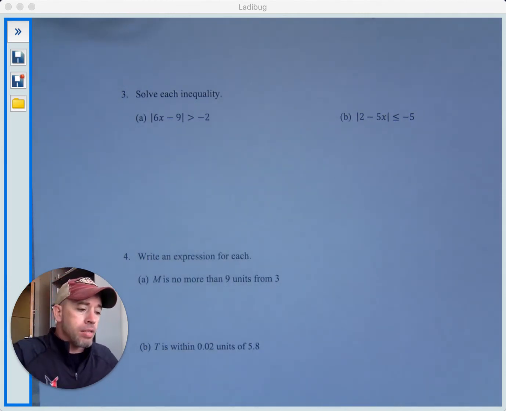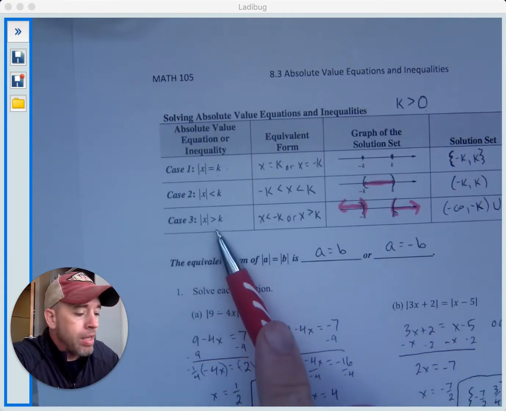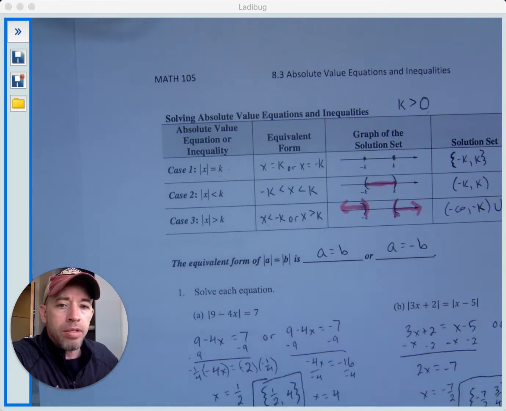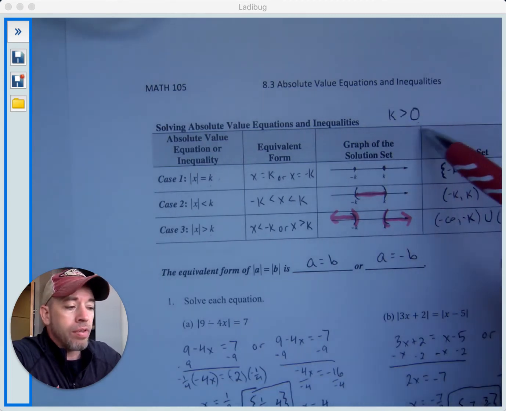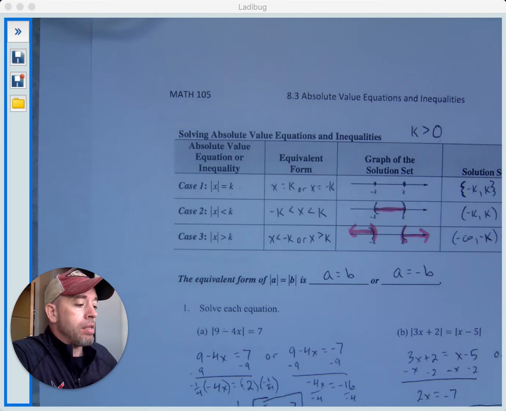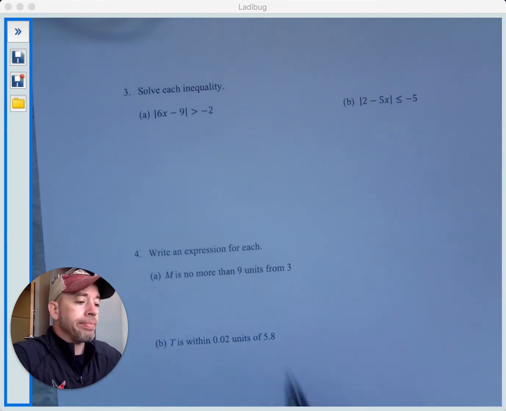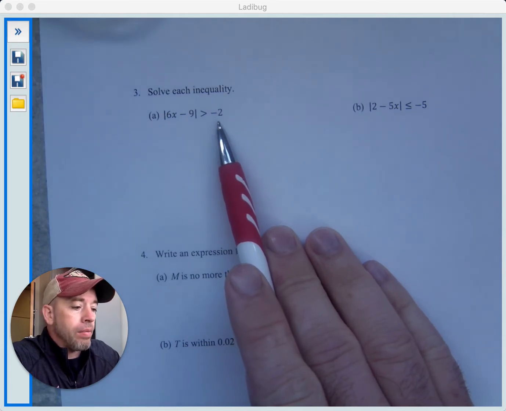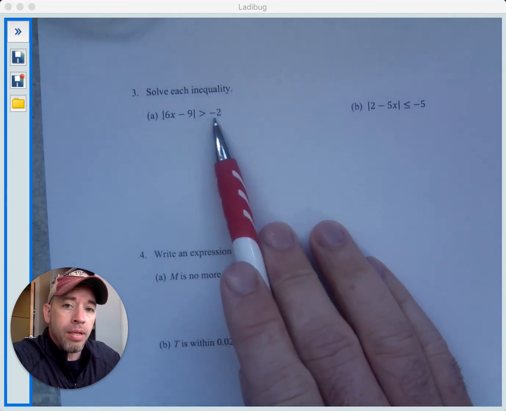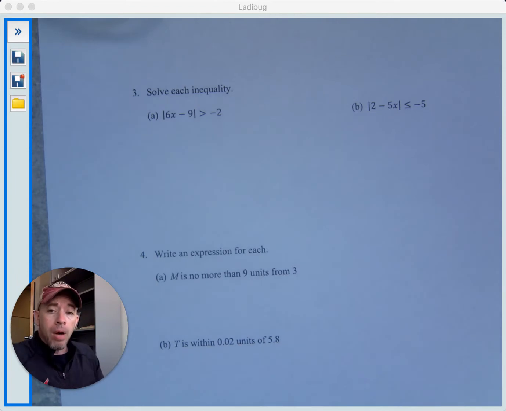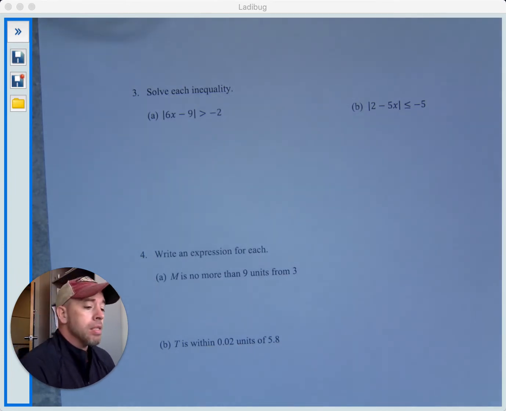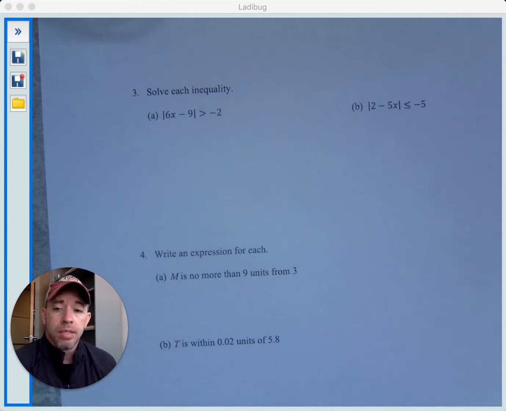So if we look back at our cases, you might be tempted to say, well, let's use this case and say that expression is less than negative 2 and greater than 2 or something like that. But the problem is, remember, these cases only really work if k is greater than 0. And so if we have a negative number here, well, what's the problem? Is absolute value ever bigger than a negative? It's always bigger than a negative, right? Absolute value at most can be 0 because absolute value represents a distance, and we can't have a distance less than 0. And distance is always going to be greater than a negative, right? The minimum can be a 0.